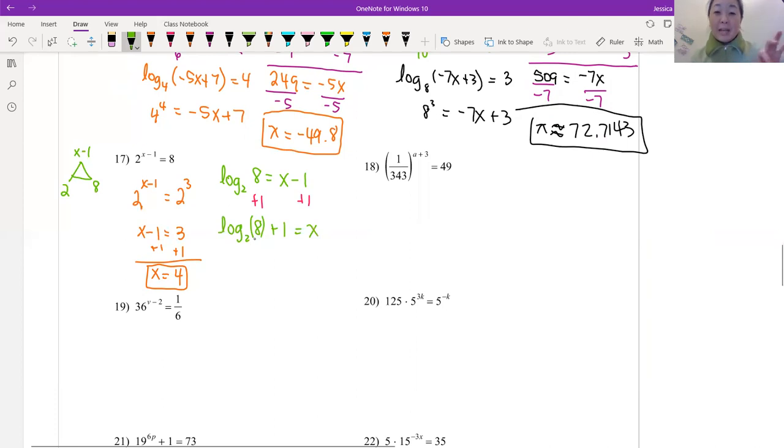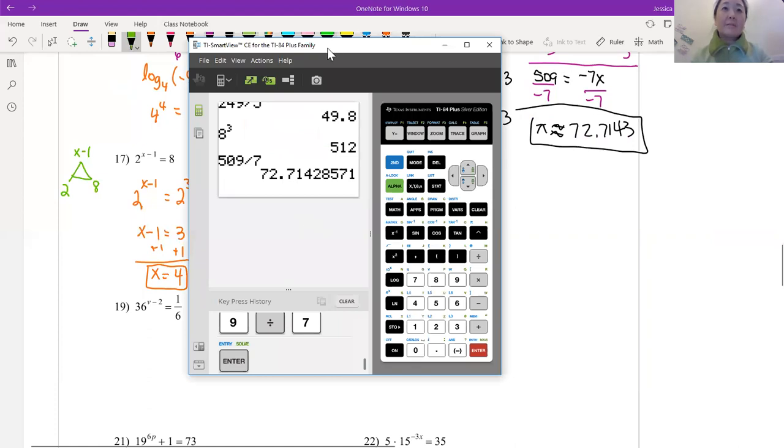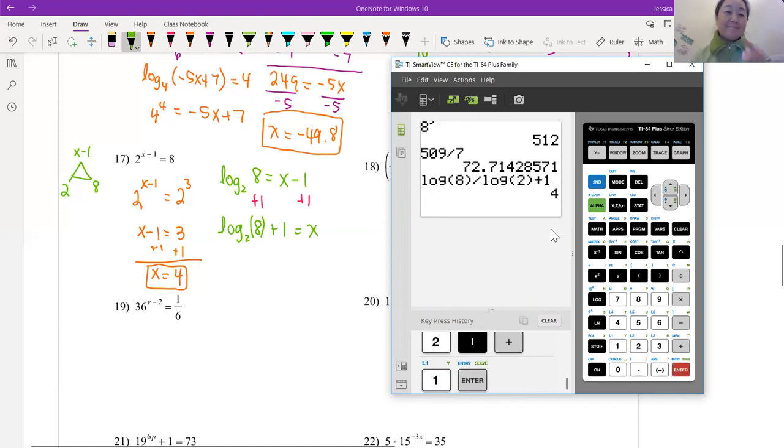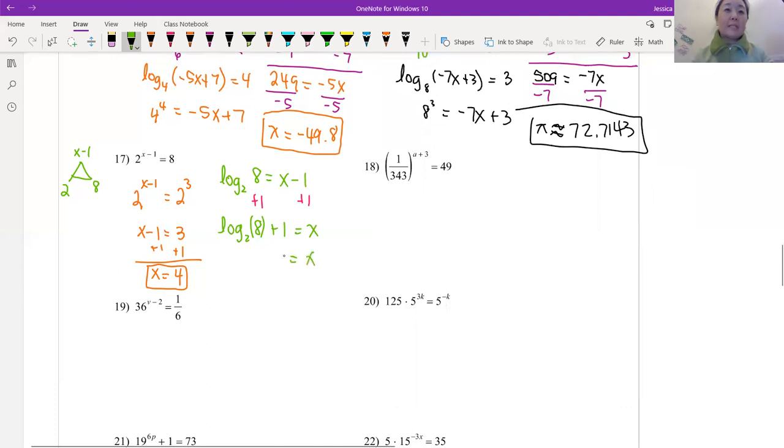I'm just going to put the parentheses around the 8 to show you that plus 1 is completely separate. So if we take this and we go log of 8, so we're doing the change of base formula here, divided by log of 2. You've got to end the parentheses there and then put plus 1. See, 4, same thing, right? Just one way takes a little bit less steps than the other way. Either way is fine. If you did not recognize that you could put these as the same bases, that's okay.